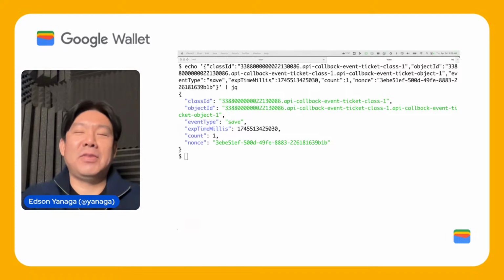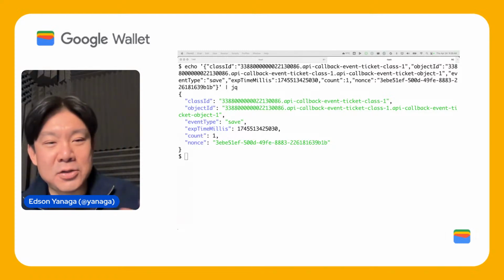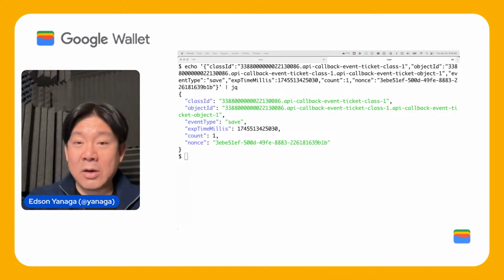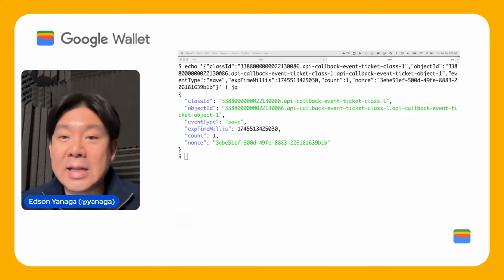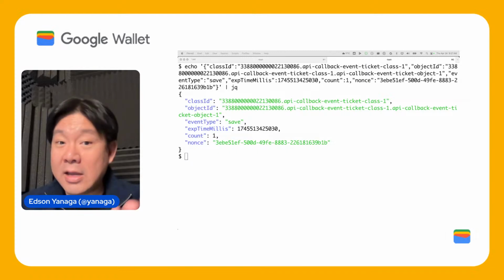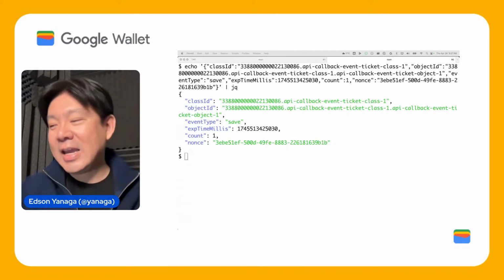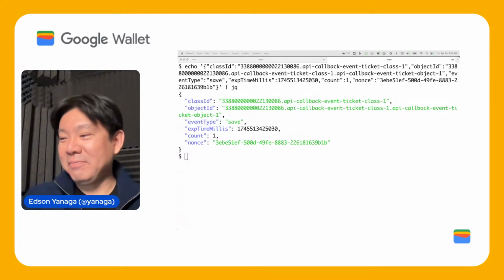So I don't judge. If you want to do that in Python, we had code samples in Python. If you want to do that in JavaScript, we have that as well. And actually, Google Wallet has client libraries for 10 different platforms and languages. So you can choose your favorite one. You don't have to use Java. You can use any one for that, okay?